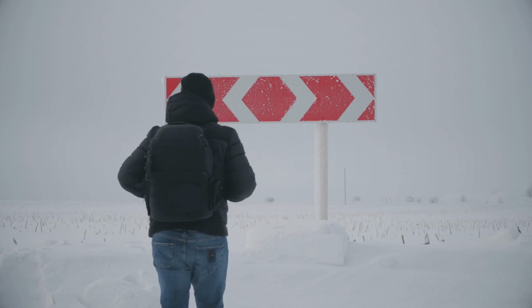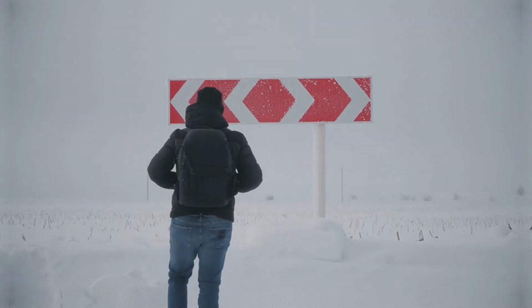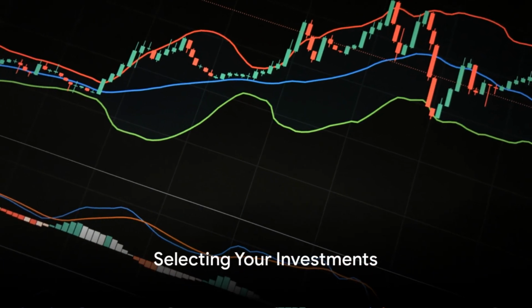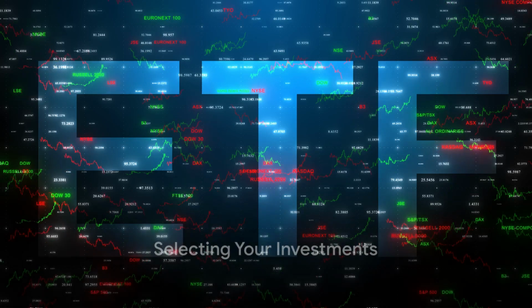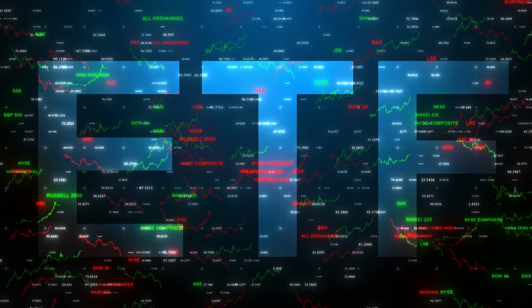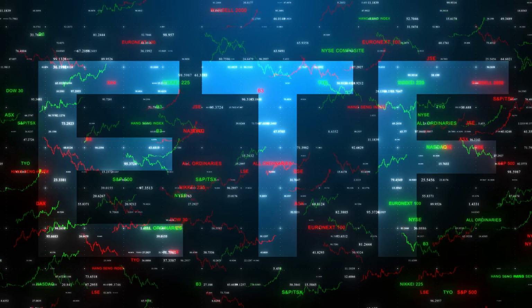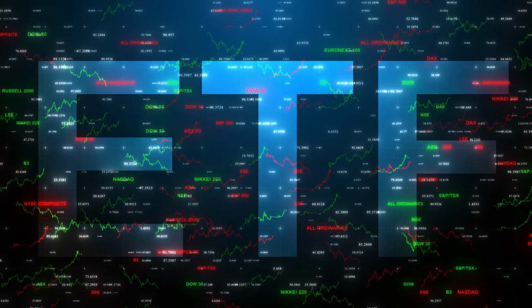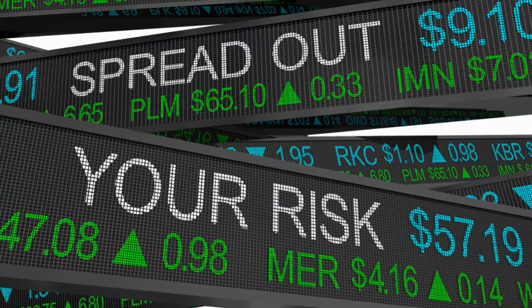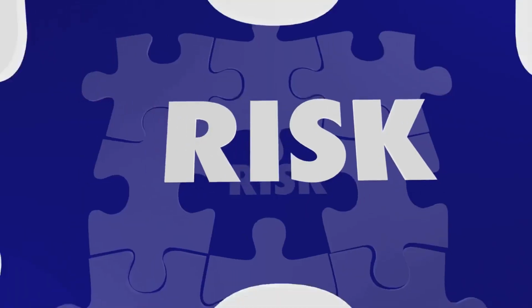Now that you've chosen your vehicle, it's time to decide on your route. Choosing your investments is like charting your flight path. Each investment is a waypoint on your journey to financial security. And just as a flight path is rarely a straight line, your investment portfolio shouldn't be a single asset. This is where the concept of diversification comes into play.